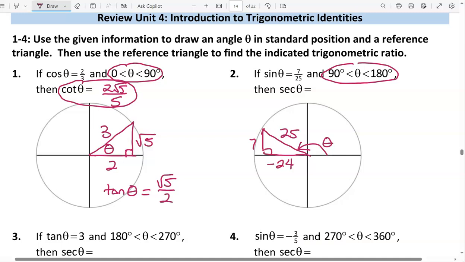And so we are asked for the value of secant. Remember, secant is the reciprocal of cosine, so I'm going to find the cosine value first. And cosine is adjacent over hypotenuse, -24/25. So secant of theta is the reciprocal to that, -25/24.